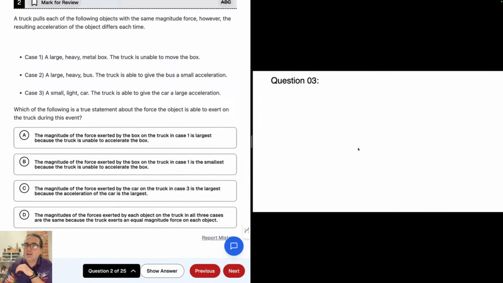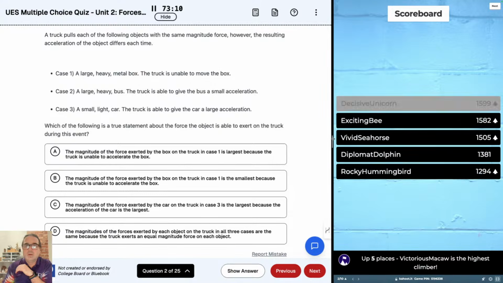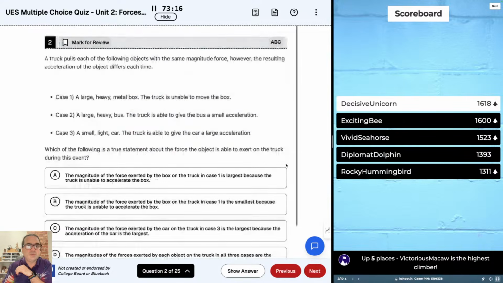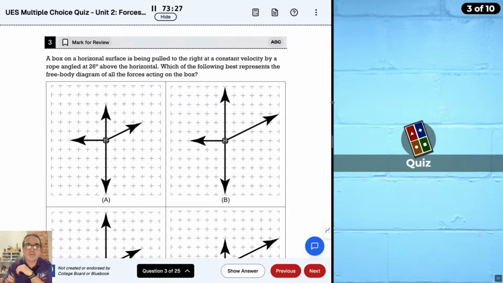All right, question 3. Actually, let's see how we're doing. Oh, Decisive Unicorn is in the lead. All right, let's move on from question 2 to question 3. All right, here we go. Come on, there we go. Okay, perfect.